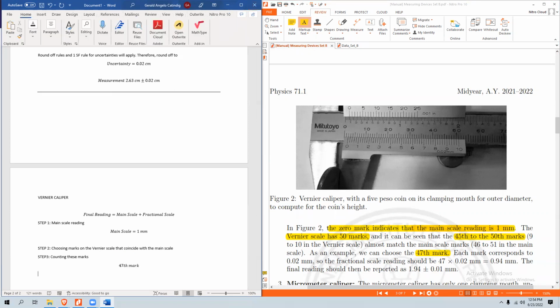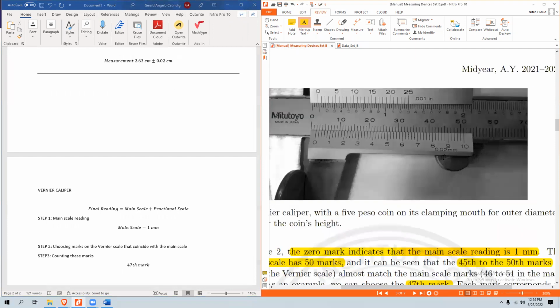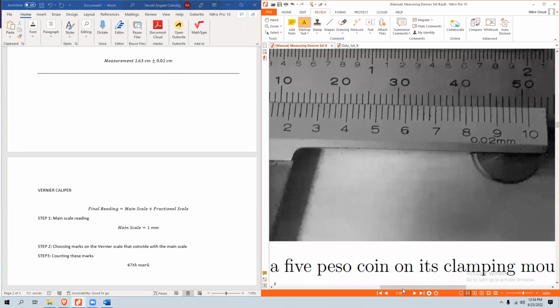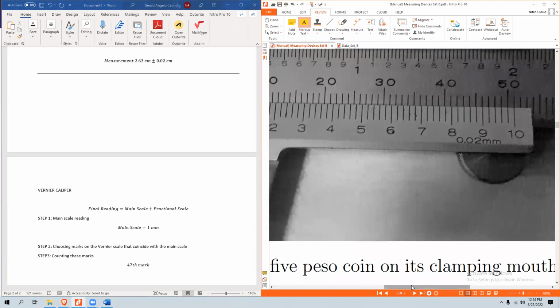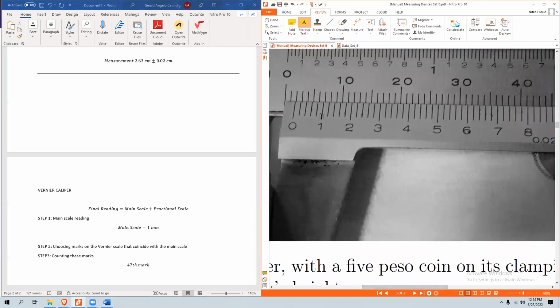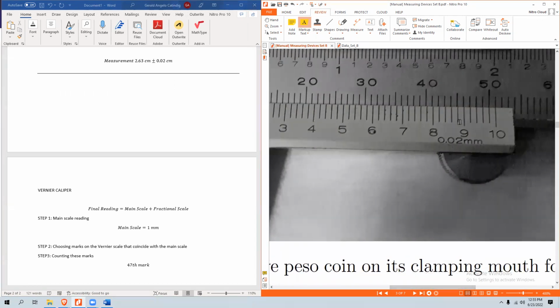So each mark here, basically, let me clarify para mas madaling intindihan. The 47th line was chosen. So, for example, dito, ano yung 47 na ito? This is the 47th line on this Vernier scale. So, again, this is 5, 10, 15, 20, 25, 30, 35, 40, 45. So, pinili niya yung 46 and 47. So, this line here, magkatapat nga daw halos. O magkatapat nga. Kita ko rin, magkatapat sila.